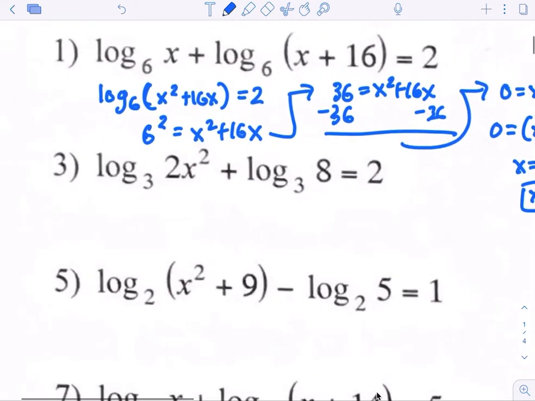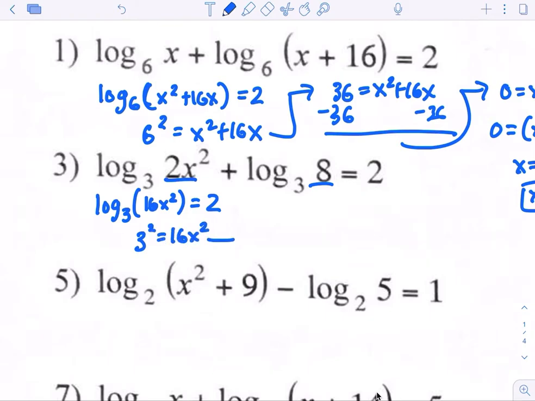Number 3, log plus sign, so it's product rule. So log base 3 of this times this. 8 times 2x squared is 16x squared. Now change from log form to exponential, so 3 to the second is equal to 16x squared. 9 is equal to 16x squared. Divide both sides by 16. And we're going to get 9 over 16 is equal to x squared.